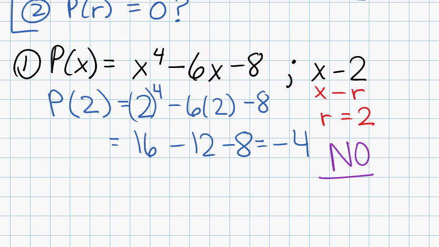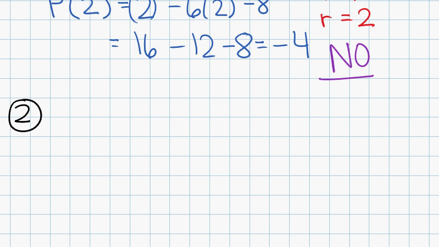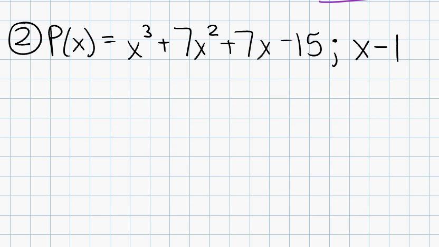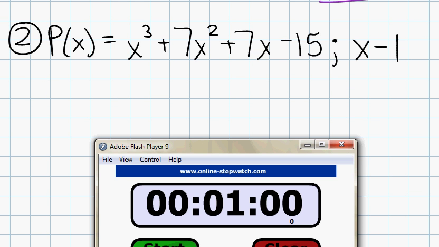Your turn. Try example 2. So example number 2 is p of x equals x cubed plus 7x squared plus 7x minus 15. And we want to know, is x minus 1 a factor? So find r and plug it in. Take a minute.